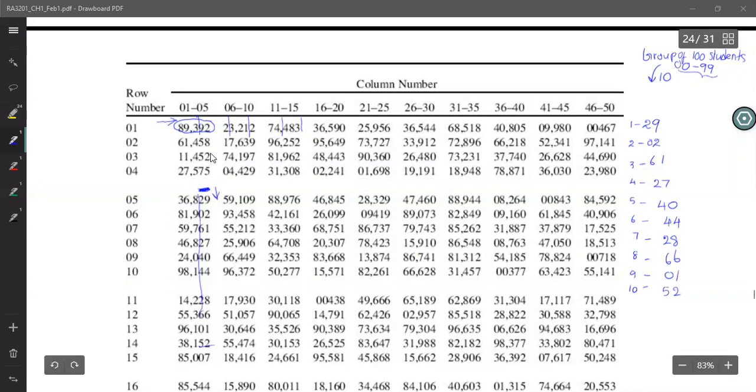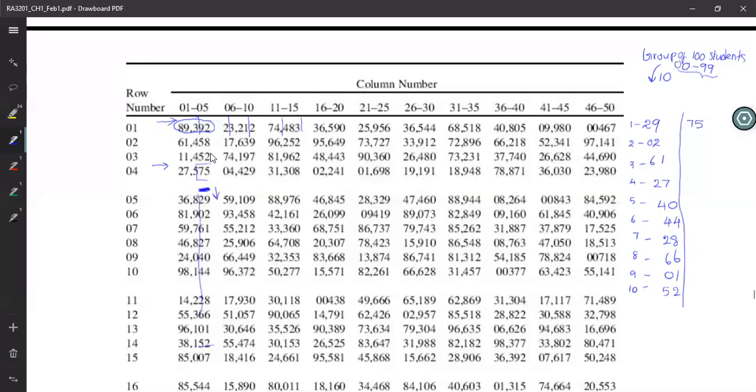Now let's start from here. Again, it's up to you. You can choose a place where you want to start. So I'm going to start from this place. So here's my second sample, the same population, my next sample. I start with 75 and I'm going from left to right. So my first student in my sample will be the student having the index number 75.